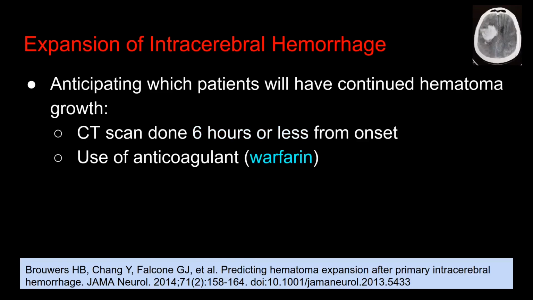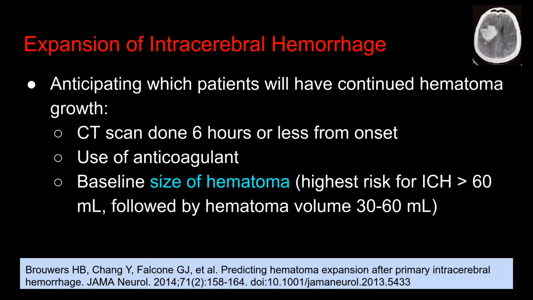Of course, the use of anticoagulants, so those patients who are over anticoagulated with warfarin will have a high risk of continued hematoma growth because of the abnormal bleeding parameters or clotting factors. The baseline size of a hematoma. So some studies have shown that with larger hematomas from 30 to 60 or more than 60 ml of blood, the highest risk are for those with large intracerebral hemorrhages because the reason is that they're already so big and they're continuing to grow. No tamponade is occurring.